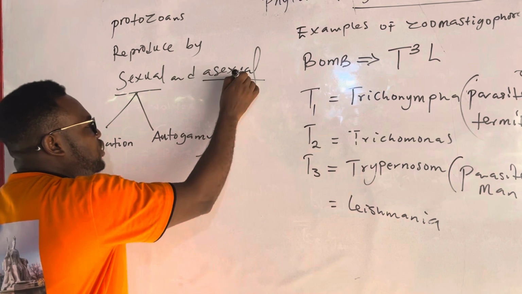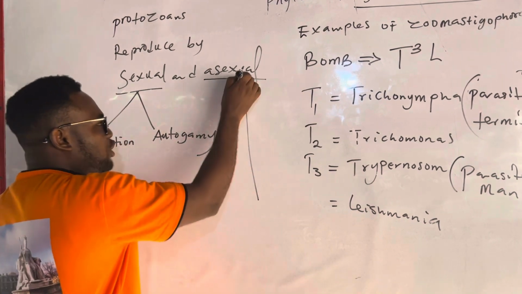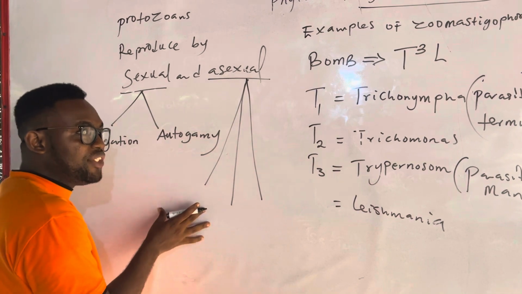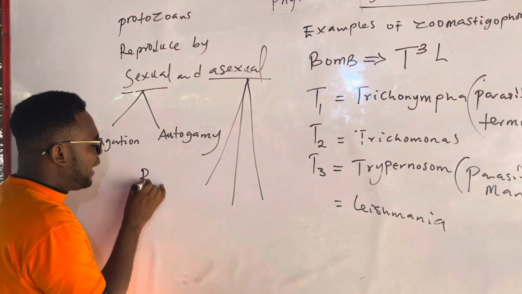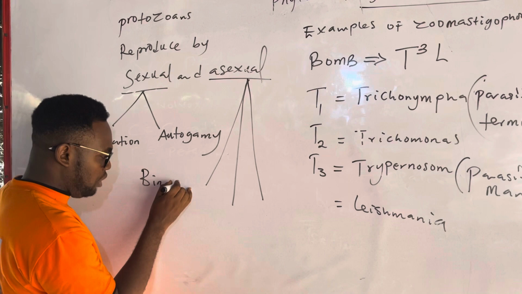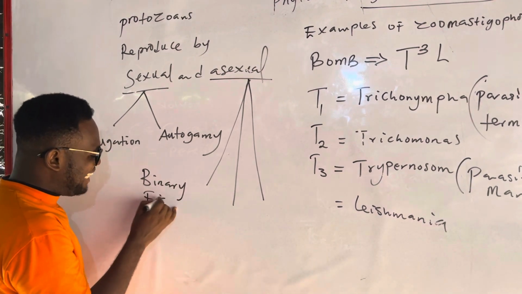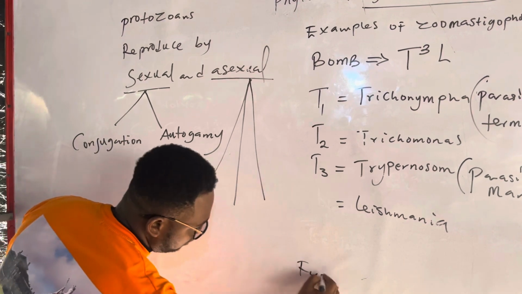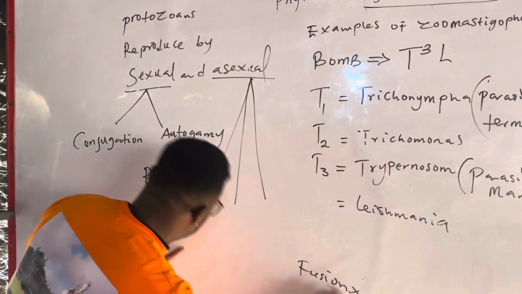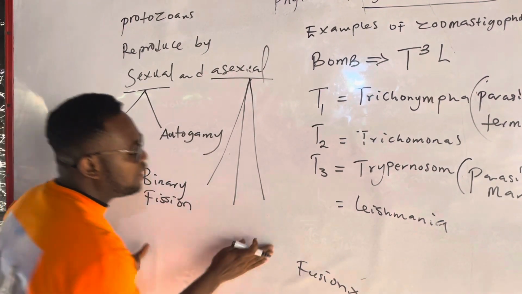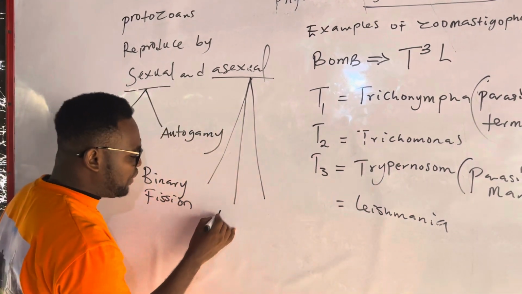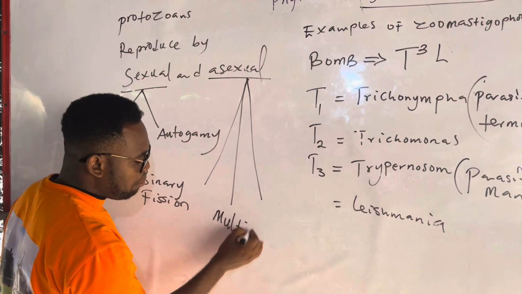For asexual means of reproduction, protozoans carry out asexual means of reproduction. Which are these? Number one is called binary fission. Please look at the fission I used. I did not say fusion. Alright? This is not what I said. I said binary fission. Then the next one is what? They carry out what is called multiple fission.